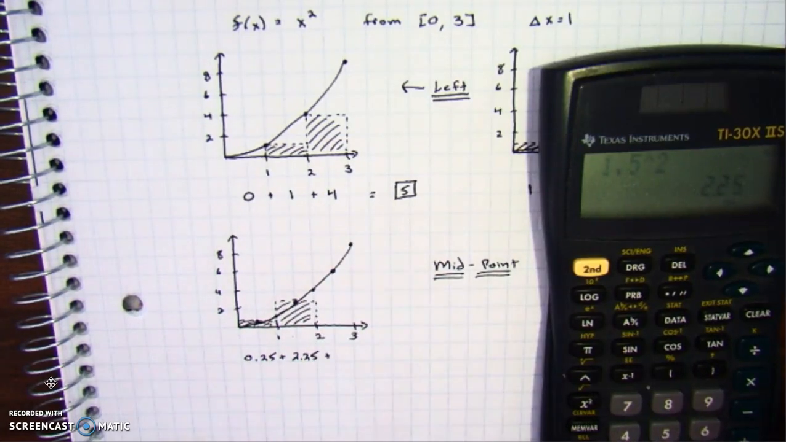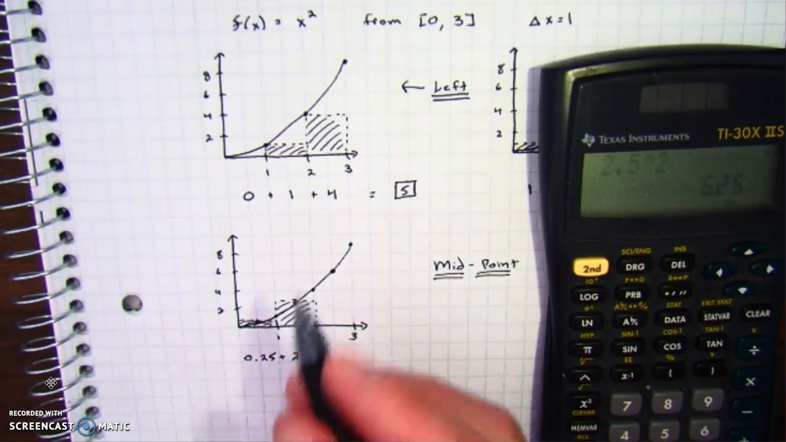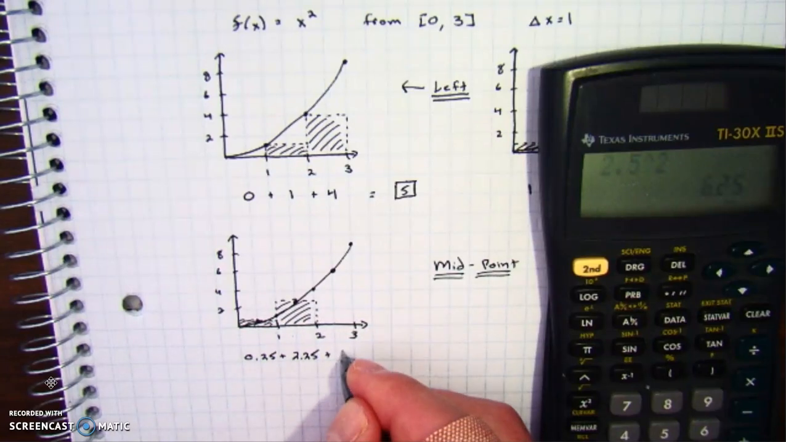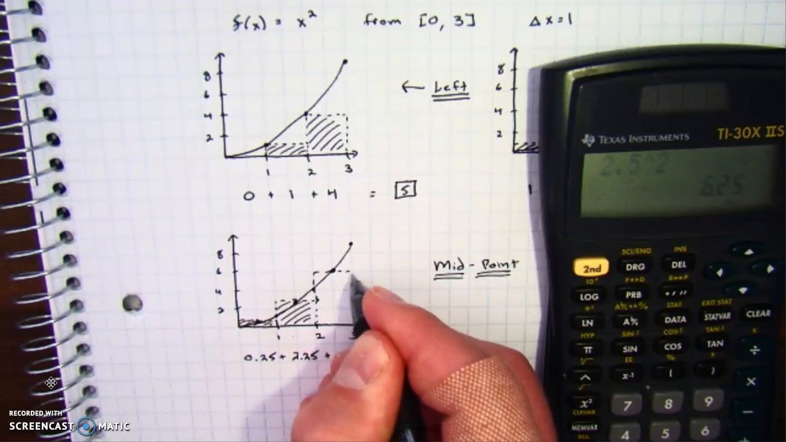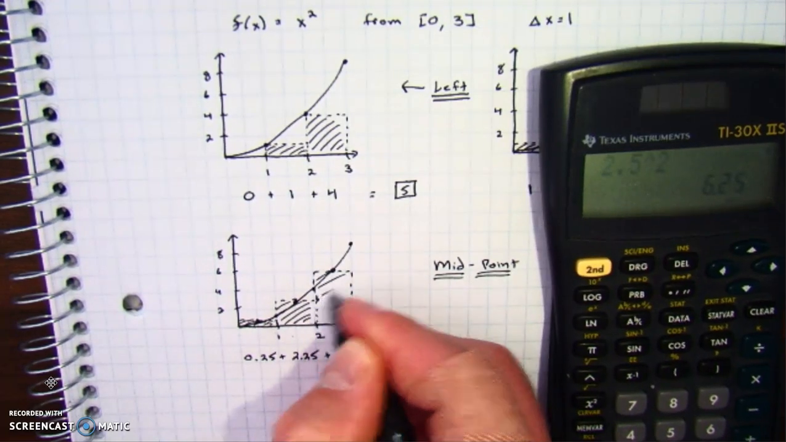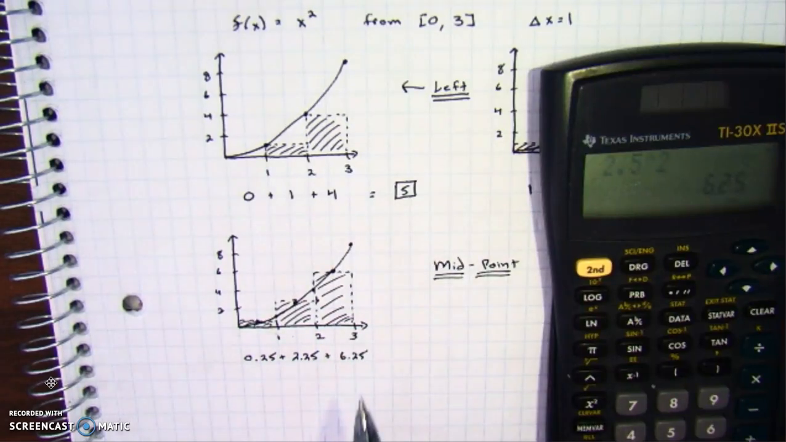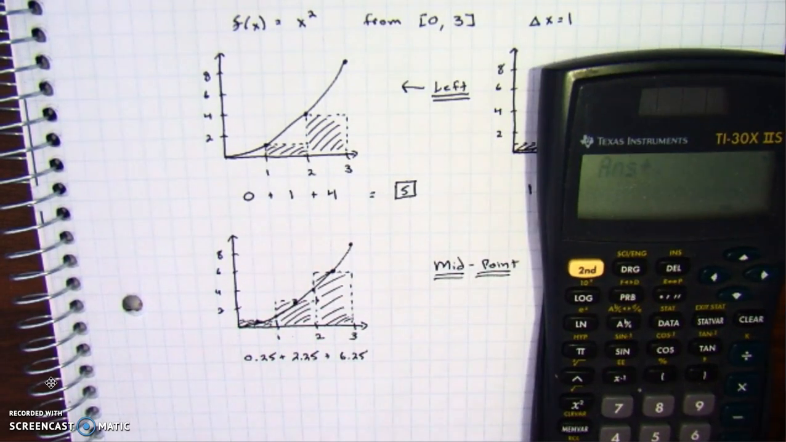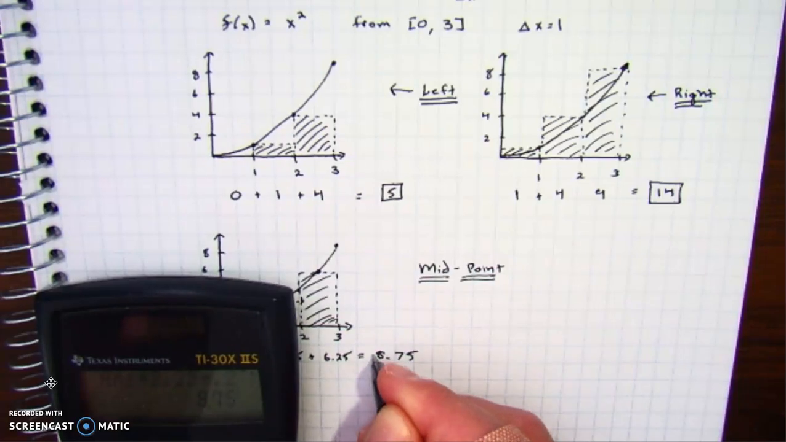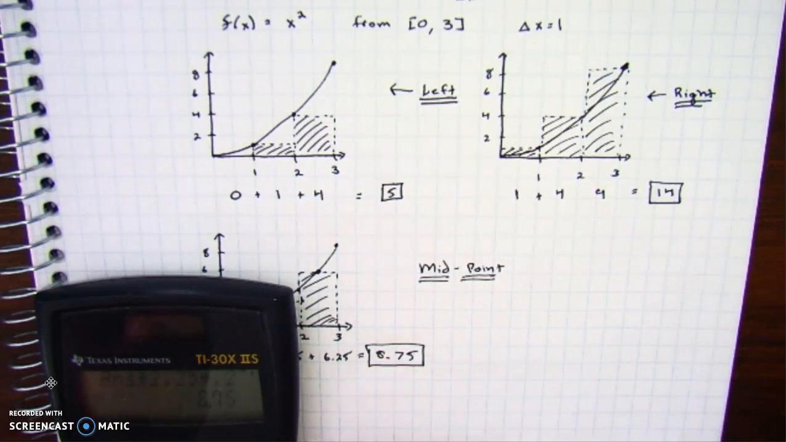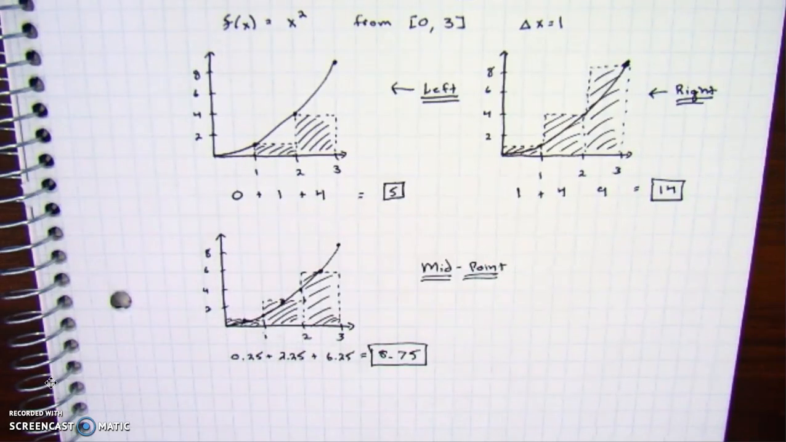Okay, then the last one, we had 1.5, now we'll have 2.5 squared. So the height of this one is going to be 6.25. And 6.25 times 1 gives us an area of 6.25. So we've got 6.25 plus 2.25 plus 0.25, and this equals 8.75.